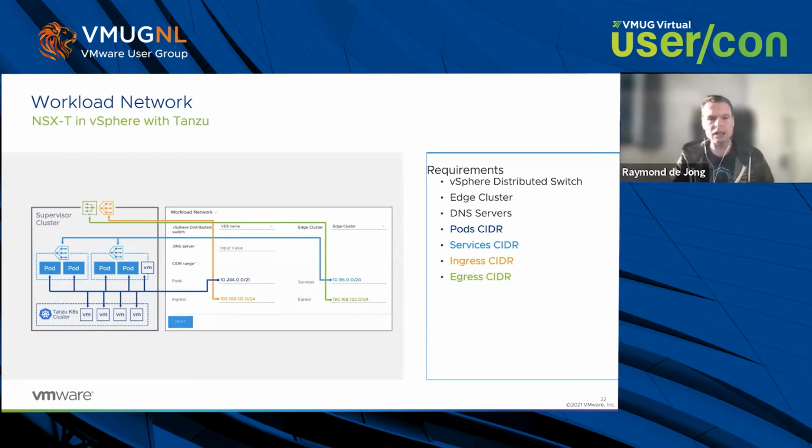These, especially the ingress and egress IP addresses, need to be routable on your network as well, because that's interacting with the physical fabric, maybe the workstation from your DevOps teams, or also interacting with repositories like a Harbor registry or an external image registry.